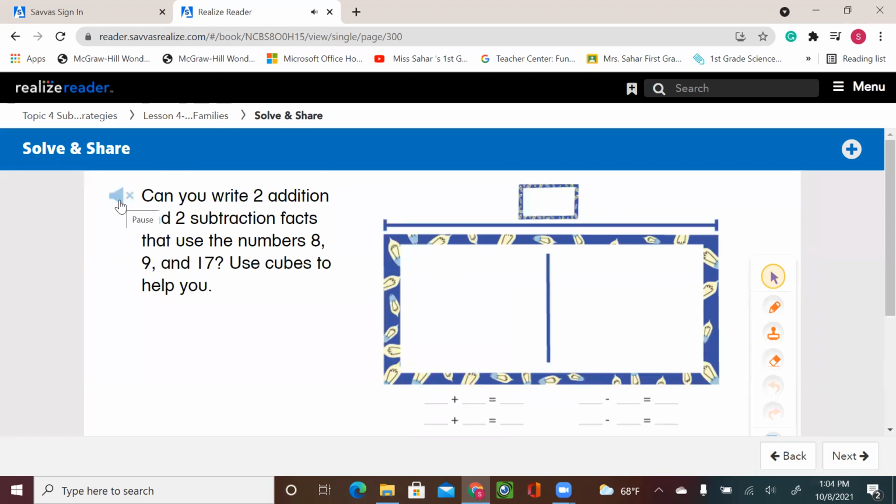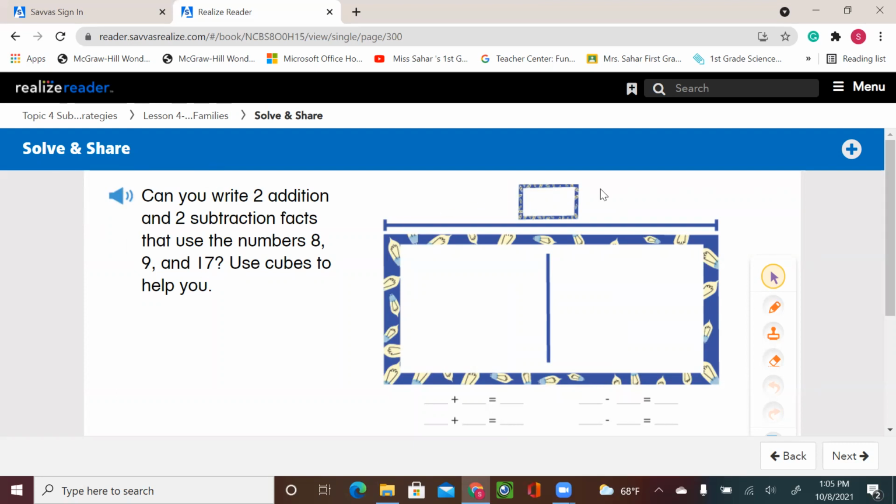Can you write 2 addition and 2 subtraction facts that use the numbers 8, 9, and 17? Use cubes to help you. So how will this work? We need to add 2 addends to make a certain number, which gives me the total. So the numbers I have are 9, 8, and 17. I'm going to start first with my addition. So my total is 17, and I have 8 and 9.